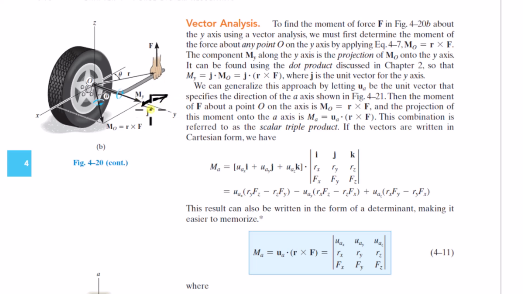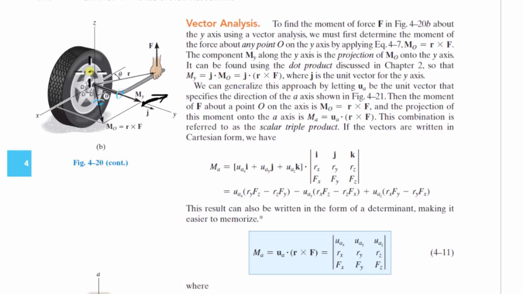Now, when you dot it with the unit vector for that axis you're interested in, you get that component along that axis. You get the magnitude of that component. If you want it as a vector, then you multiply it again times the unit vector. We talked about finding projections of vectors onto certain directions in the vectors in space video.